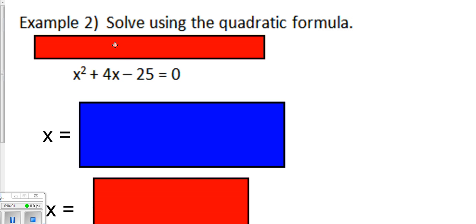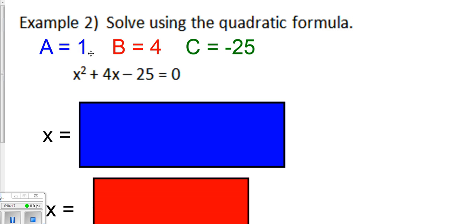Example 2, we're going to solve these problems using the quadratic formula. So the first thing you always want to check and make sure is that they are in standard form. x squared plus 4x minus 25 equals 0. That is in standard form. It is set equal to 0. So we'd say our a value is 1, our b value is 4, and our c value is negative 25.